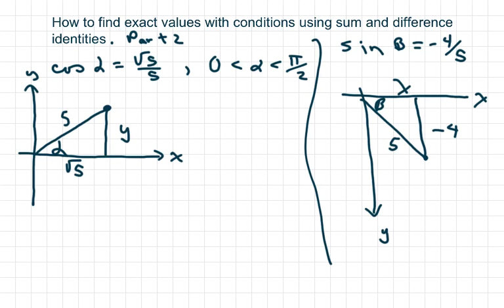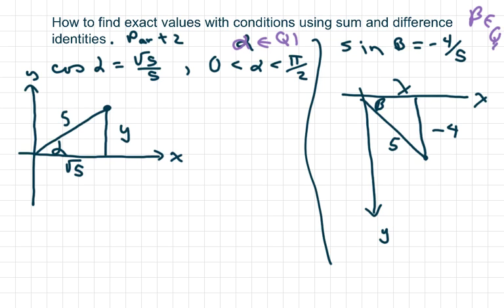Hi everyone. We have to find exact values with conditions using sum and difference identities. The first thing we have to do is they've given us certain information: cosine of alpha equals square root of 5 over 5, and alpha belongs to quadrant 1. So I drew it here. And then sine of beta is negative 4 over 5, and it's in quadrant 4. So my beta's in quadrant 4.